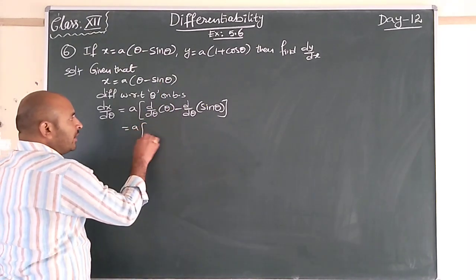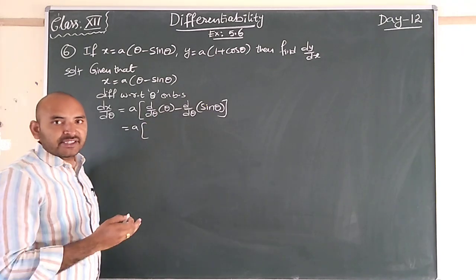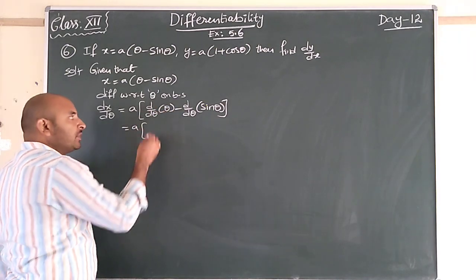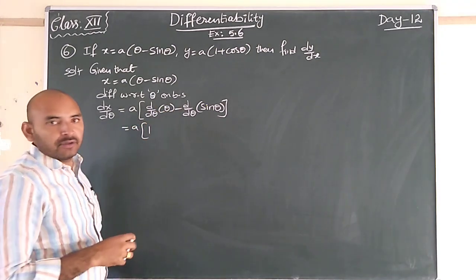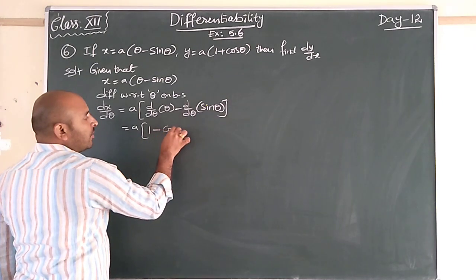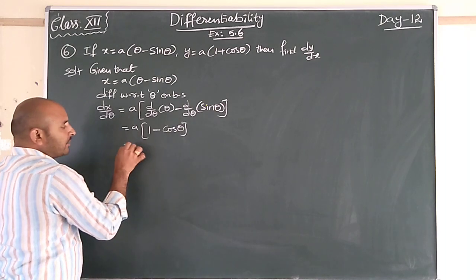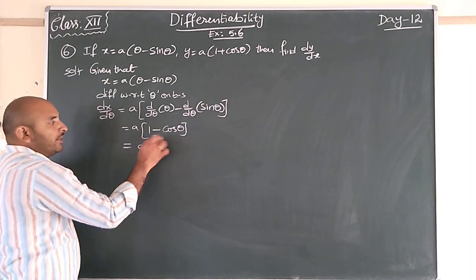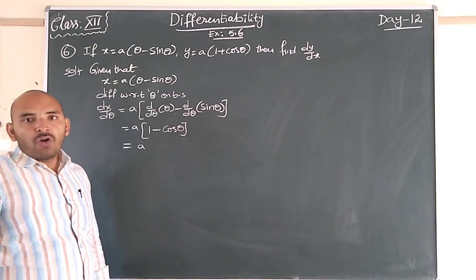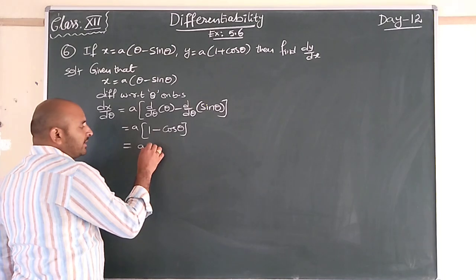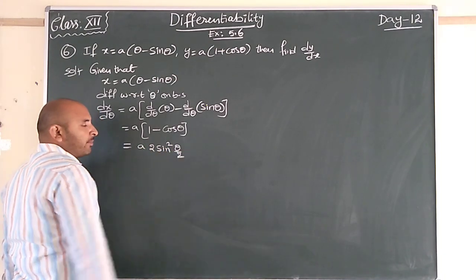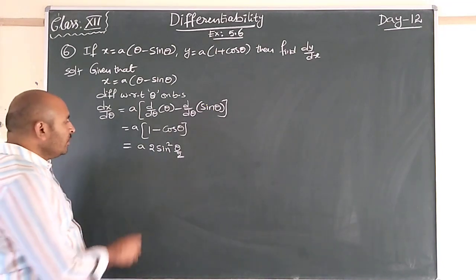So a into derivative of theta, d by d theta of theta, both are the same variable, so we can write 1, minus the derivative of sin theta, direct formula, that is cos theta. It is equal to a into 1 minus cos theta. By the angle formula, 1 minus cos theta is 2 sin square theta by 2.